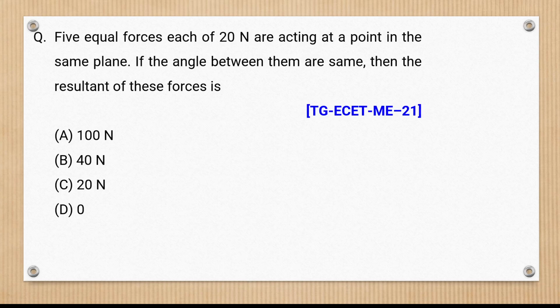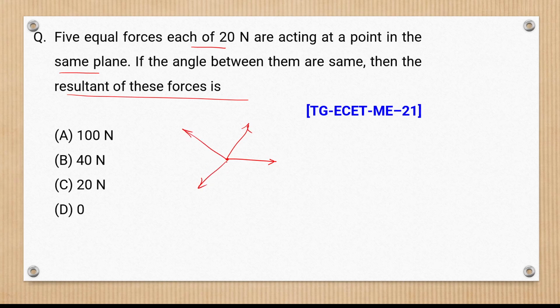This question belonged to the year 2021 ECET paper from the topic engineering mechanics. So the question is: 5 forces, each of magnitude 20 Newton, are acting at a point in the same plane. If the angle between them is the same, then the resultant of these forces is dash. So 5 forces are acting in this plane and all the forces are separated by the same angle.